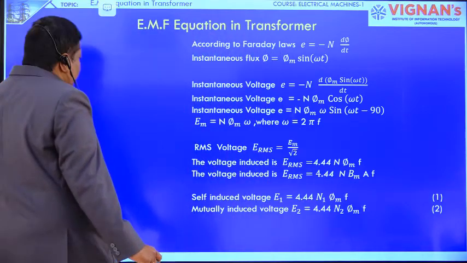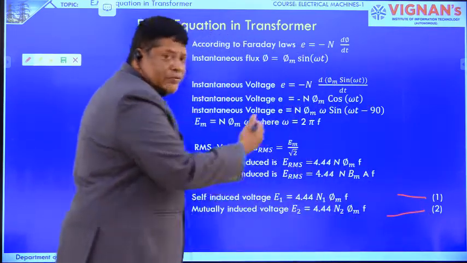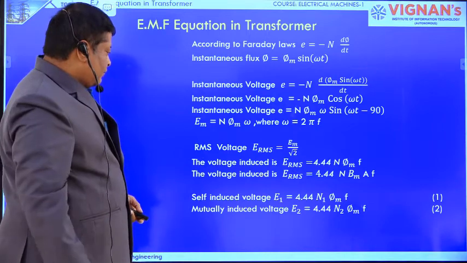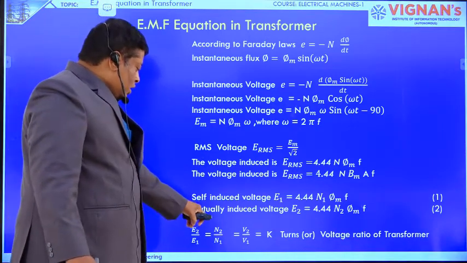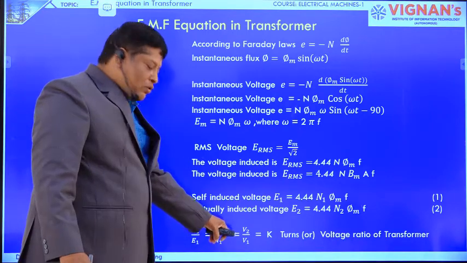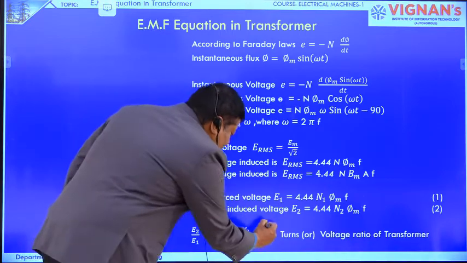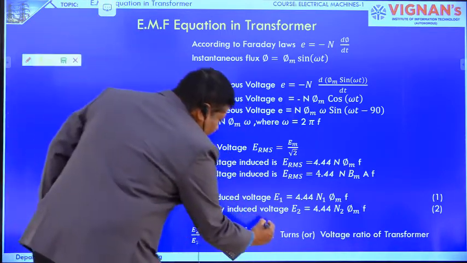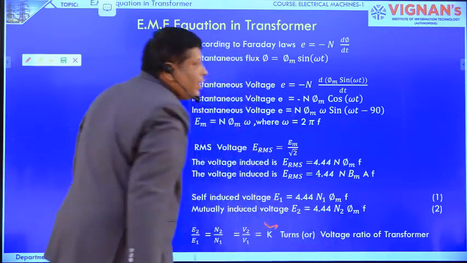This is equation 1, and this is equation 2. Take the ratio between these two, 2 by 1. Now we get the turns ratio: E2 by E1 equals N2 by N1, which equals V2 by V1, which equals K, where K is nothing but the turns or voltage ratio of a transformer.